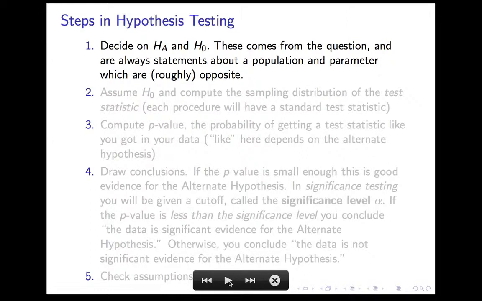The first step is to decide on your null and alternate hypothesis. These come from the question, and they are always statements about a parameter in the population. There is always some statement about mu or p or something like that. They will generally be of the form p or mu is equal to some quantity, or p or mu is greater than or less than or different from some quantity. For technical reasons, the null hypothesis always gets the equal sign. The alternate hypothesis always has a less than or greater than or different from, sometimes implicitly. Later tests will have statements about independence, which only contain an equal sign in a subtle way.